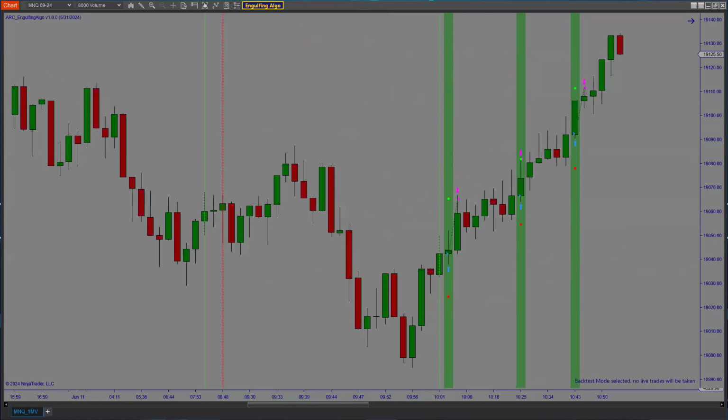Let's see, is there a way to get open lines? We'll come back to that one. Is this Eastern? Yes, this is Eastern Standard. Good. Yeah, ES and NQ are both good.